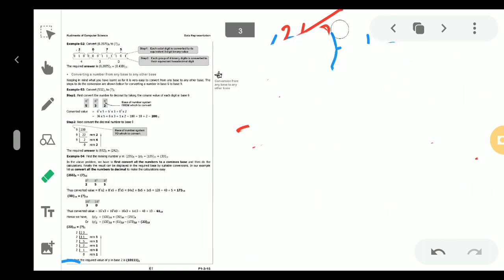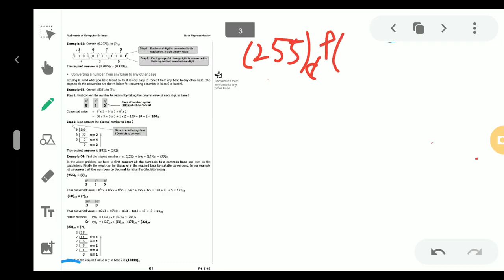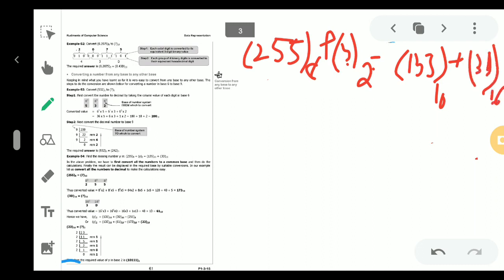Okay, now one more question is given, that is base finding value. It is given: 255 base 8 plus something base 2 is equal to 135 base 10 plus 3d base 16. Okay, so first we have to convert 255 base 8 to base 10.